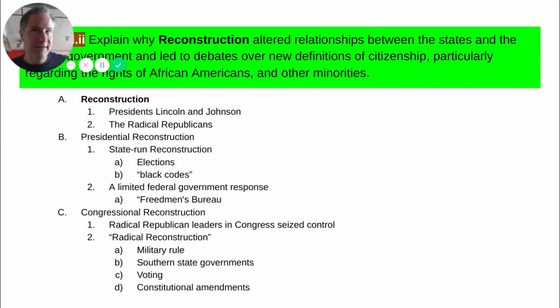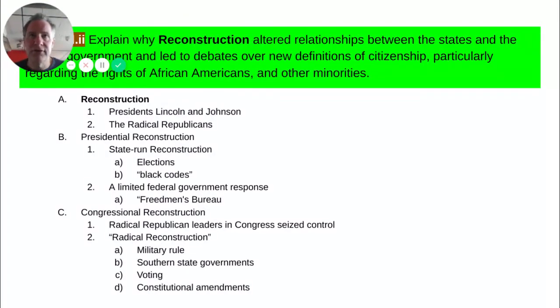Remember, Lincoln was not looking like he was going to win that election. He needed to get Northern votes. So Johnson was a Democrat and a Southerner. He was from Tennessee. He did not support the Confederacy, but he was definitely from the South, and he was definitely a member of the Democratic Party. And so when Lincoln is killed, all of a sudden he becomes president.